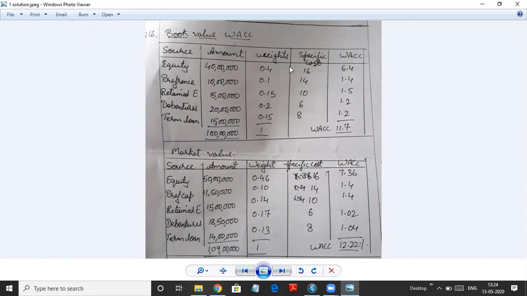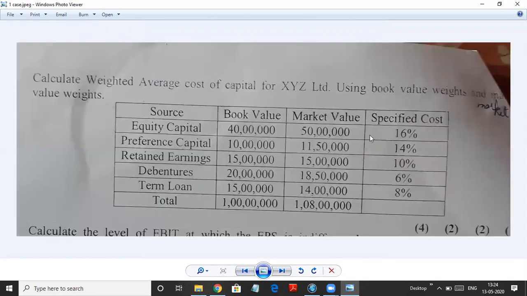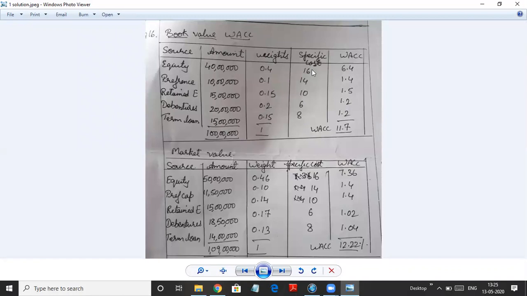Specific cost. These are the costs which are given in the question. If you see here, the last column: 16, 14, 10, 6, and 8. So I've just taken it as it is. Weights you have to take in decimals, and cost you have to take it as it is in percentage. Both you can't take in decimals because you will get answers in decimals which would not be right. Weights in decimals and cost in percentage.